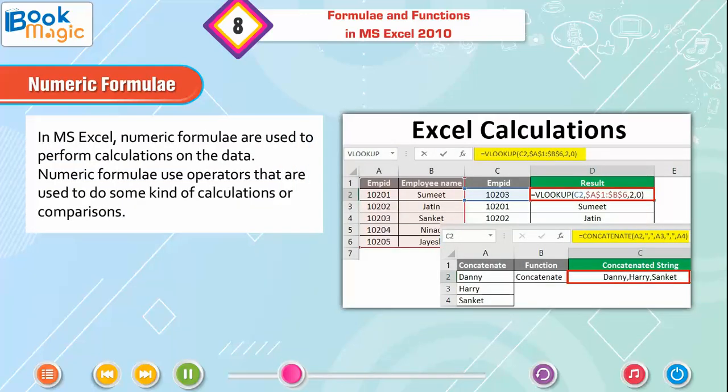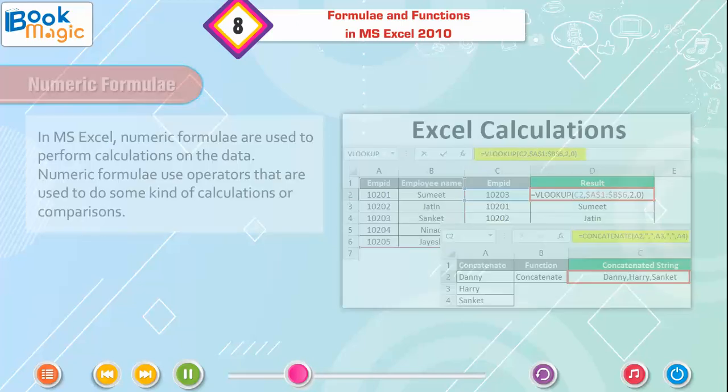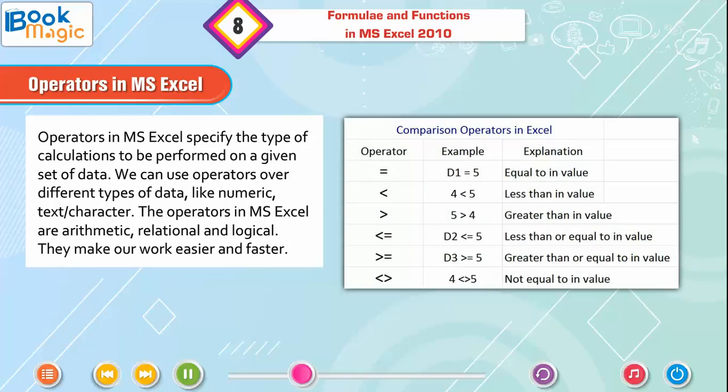Numeric formulae. In MS Excel, numeric formulae are used to perform calculations on the data. Numeric formulae use operators that are used to do some kind of calculations or comparisons. Operators in MS Excel specify the type of calculations to be performed on a given set of the data. We can use operators over different types of data like numeric, text, character. The operators in MS Excel are arithmetic, relational and logical. They make our work easier and faster.